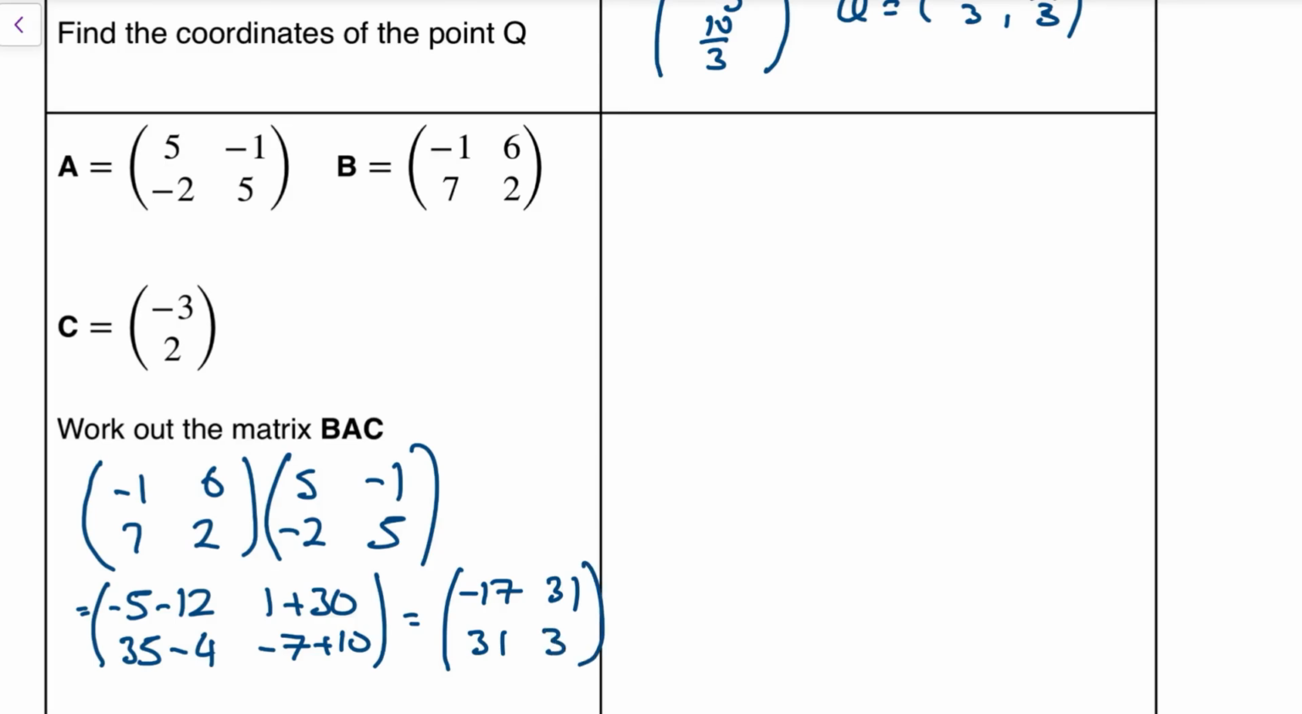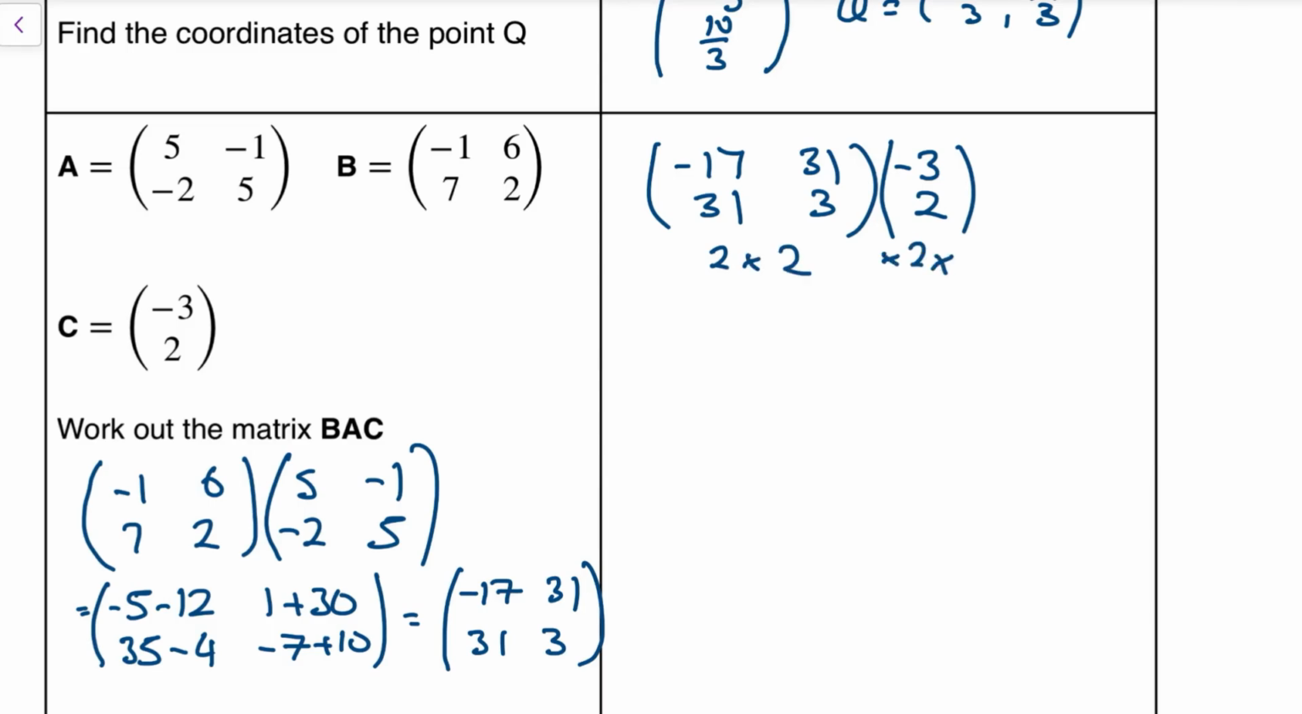Oh, first bit done. Then what I'm going to do is I'm going to multiply that. So let's write that again. So (minus 17, 31; 31, 3). I'm going to multiply all of that by (minus 3, 2). Now let's just double check. I mean, I know it's going to work, but let's check it anyway. So that's a 2 by 2 matrix times a 2 by 1 matrix. These numbers are the same, so it works. This is the output, which is a 2 by 1. So I'm expecting 2 numbers here. So let's work out these numbers.